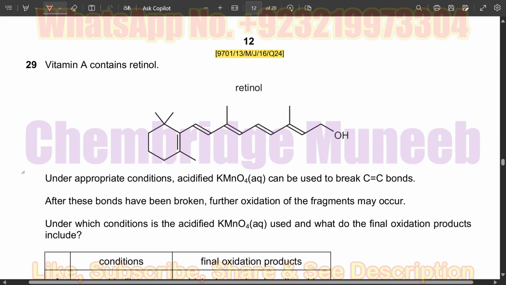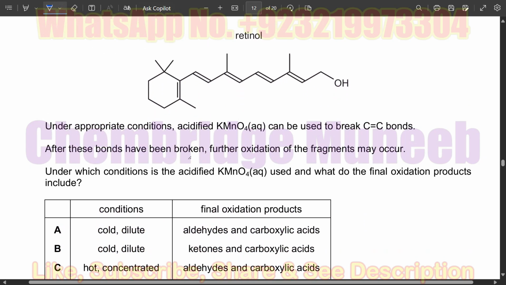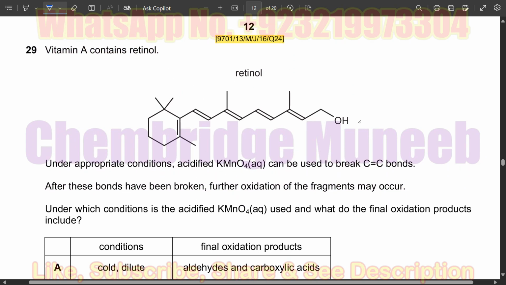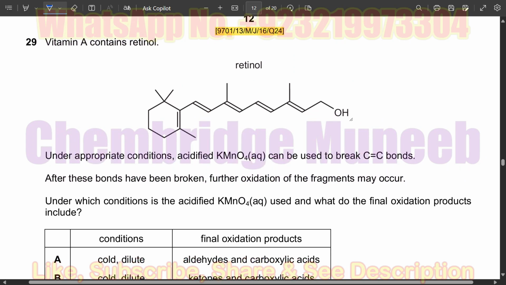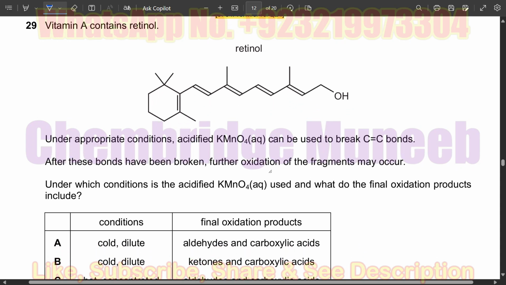Question number 29 is a repeated question. Vitamin A contains retinol, and this is the structure of the retinol. Under appropriate conditions, acidified KMnO4 can be used to break carbon-carbon double bonds. After these bonds have broken, further oxidation of fragments may occur. What conditions are used, and what do the final products include?